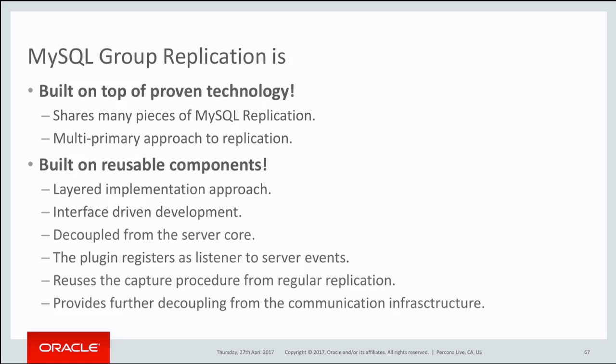This is based on a layered implementation. We have new components, old components, and we make APIs between them. It is interface-driven development, so since we made the write parallelization on replication, it was easy to make it also useful on a single replication because we use APIs for that. It is decoupled from the server core. We are a plugin.